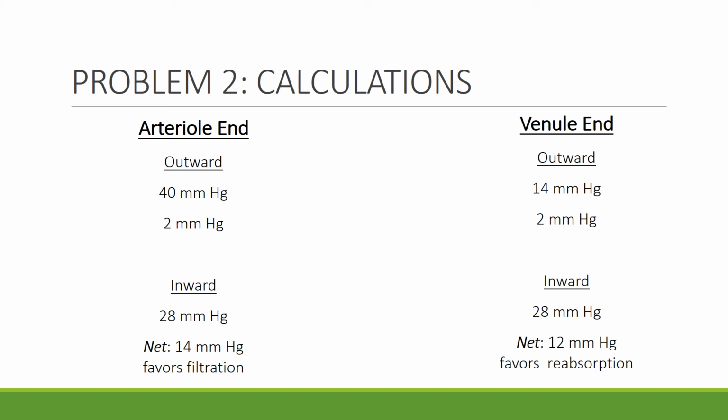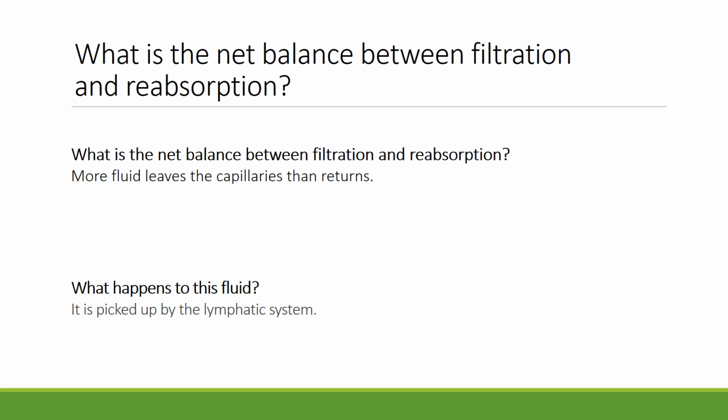At the venual end, the outward movement is 14 millimeters of mercury and 2 millimeters of mercury, and the inward movement is 28 millimeters of mercury. I subtract, and the net value is 12 millimeters of mercury, and this favors reabsorption. If you look at the problems that we've worked, it should be obvious that there's not a balance between filtration and reabsorption. There's more that goes out than comes back in.